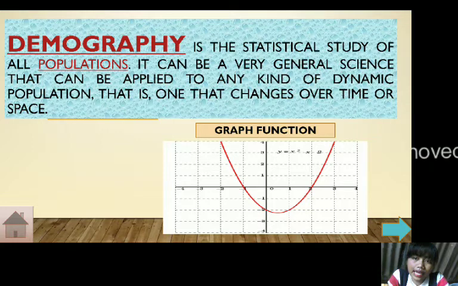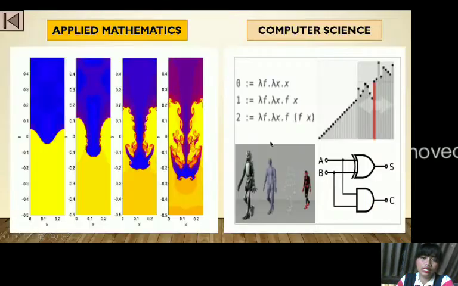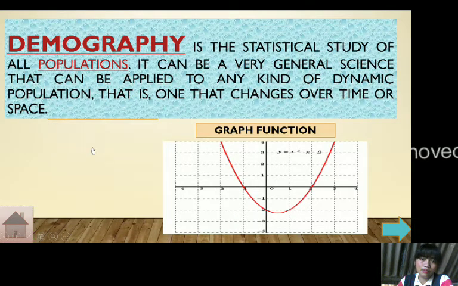Also, demography analysis can cover whole societies or groups defined by criteria such as education, nationality, religion, and ethnicity. Educational institutions usually treat demography as a field of sociology. There are a number of independent demography departments. So we use statistics in demography using the graph function, applied mathematics, and computer science. So that is demography.